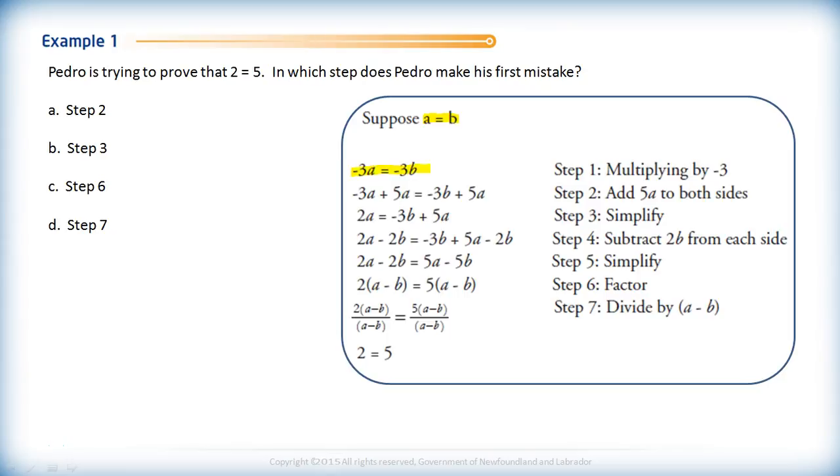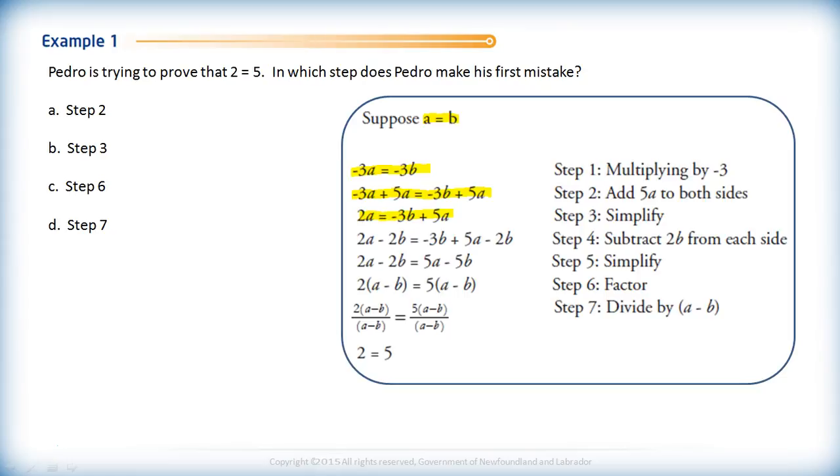Step 2, add 5A to both sides. Okay, no problem. You can do that to both sides of an equation. Step 3, he says simplify. So -3A plus 5A is 2A. And then -3B plus 5A he left alone. Yeah, that looks okay. So far, so good in my estimation here, Pedro.